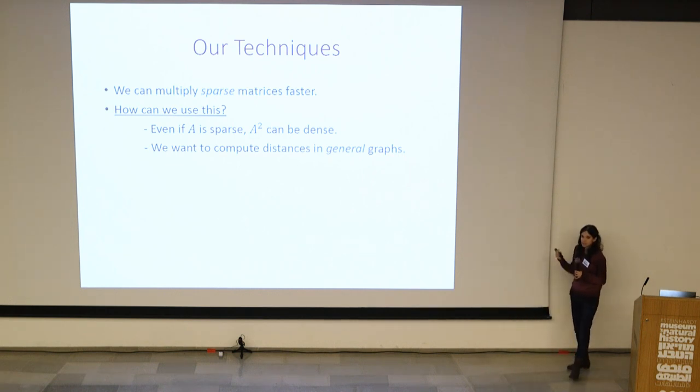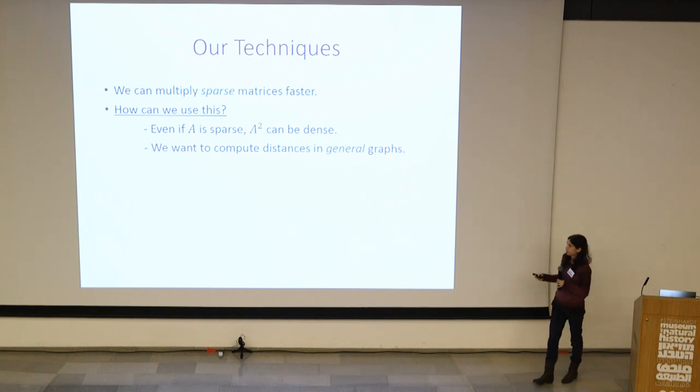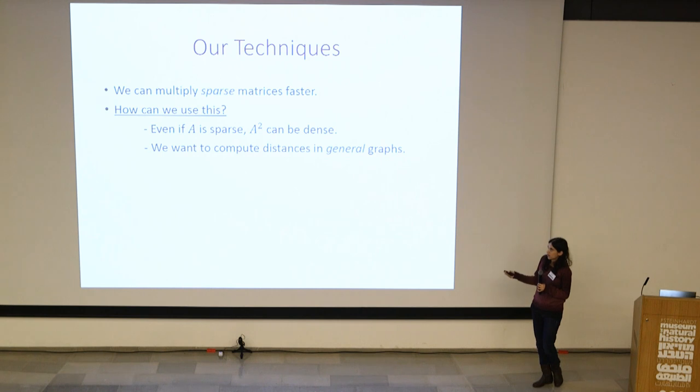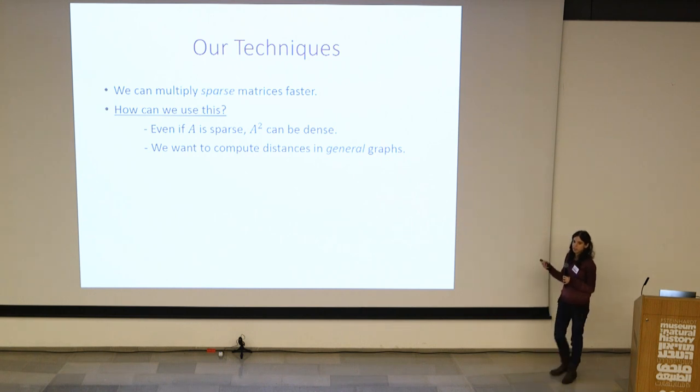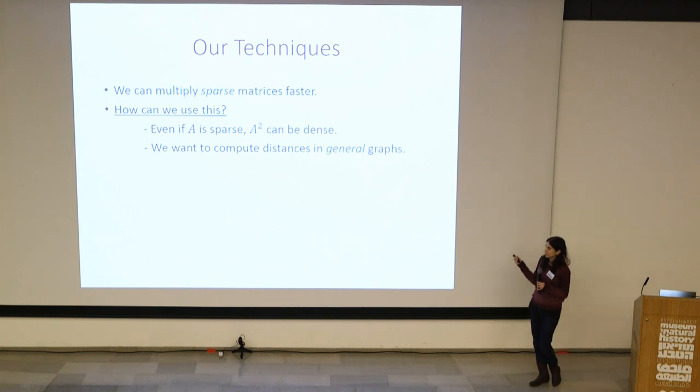The problem is that at first glance, it's not really clear why an algorithm that works fast for sparse matrices actually helps us. So one problem is that we said that we want to take the matrix A and then start to square it iteratively.